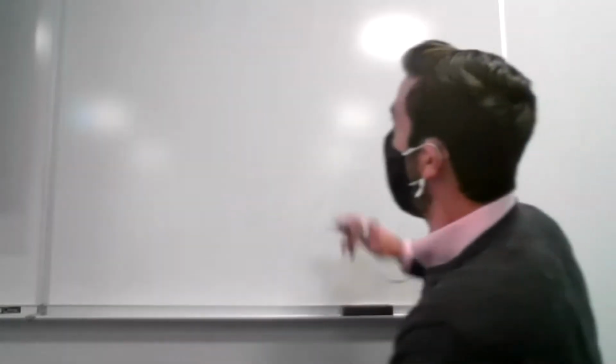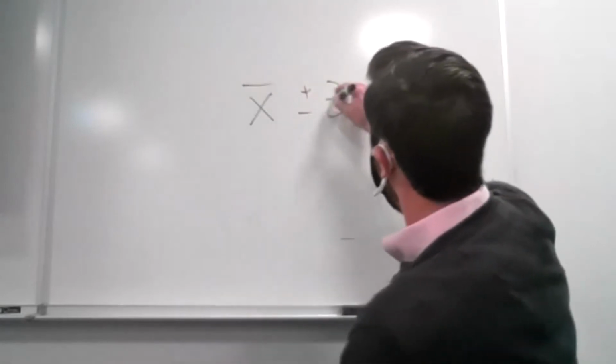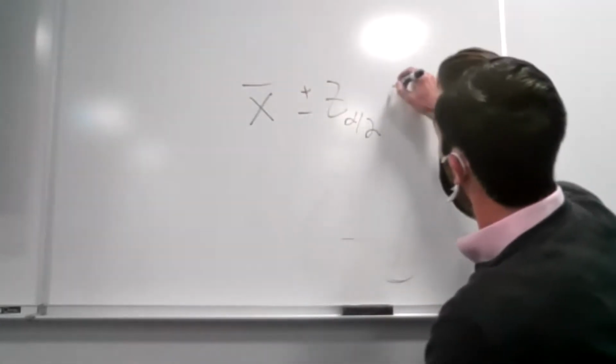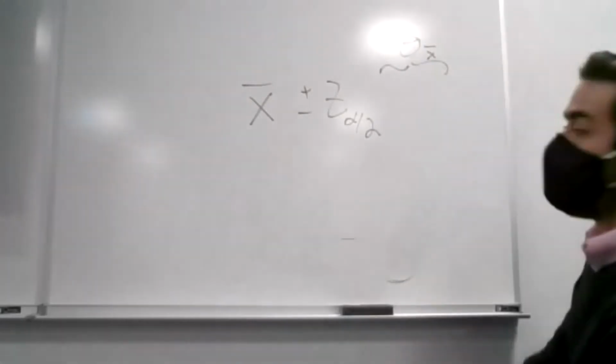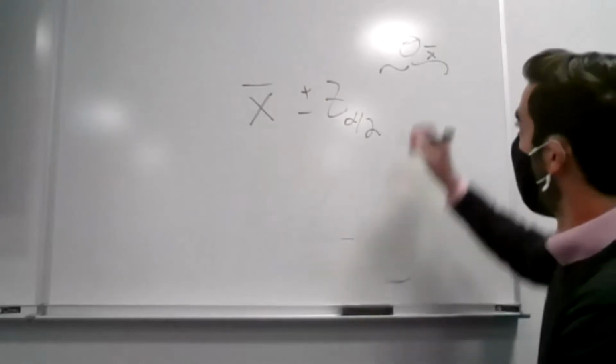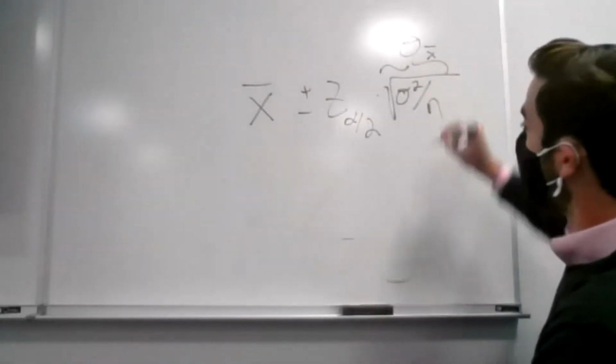All we're doing with the confidence interval for our sample mean is add, subtract. Now this was our standard deviation of our sample mean, which we knew was equal to the square root of the population variance over the sample size.